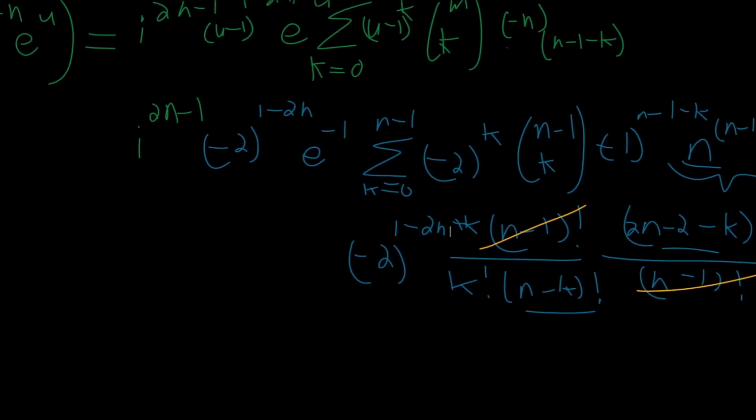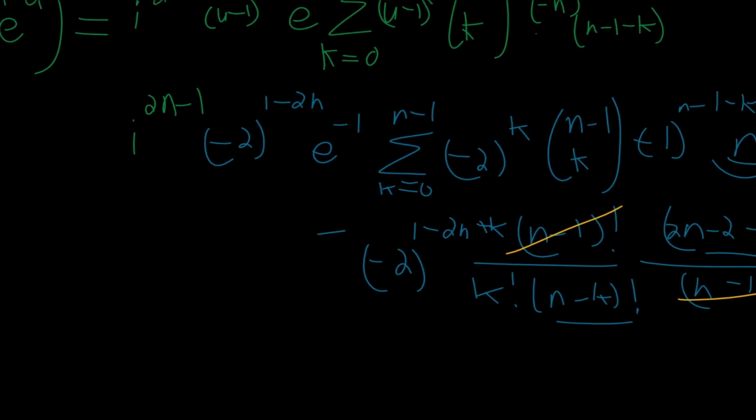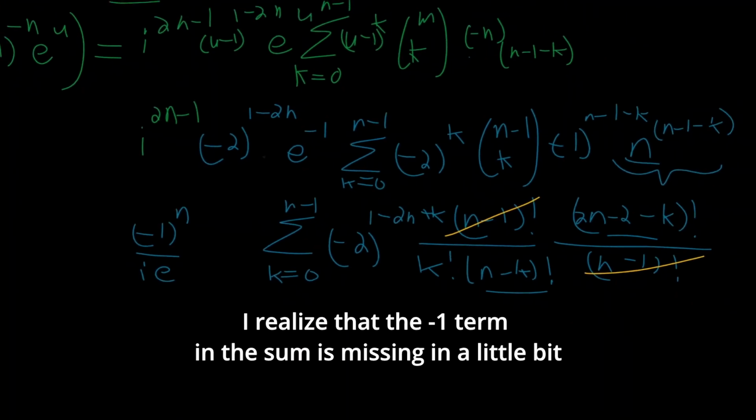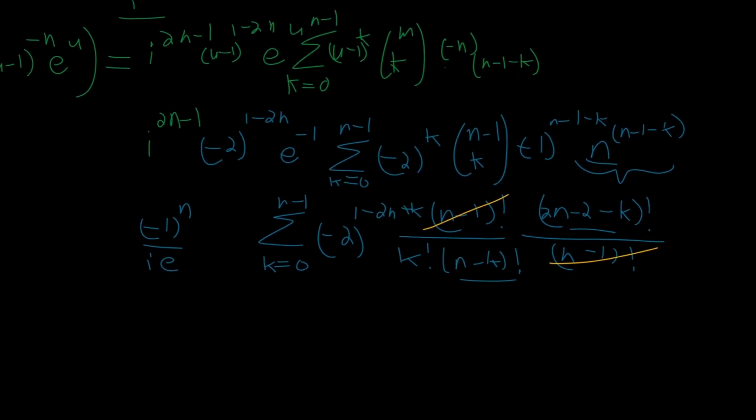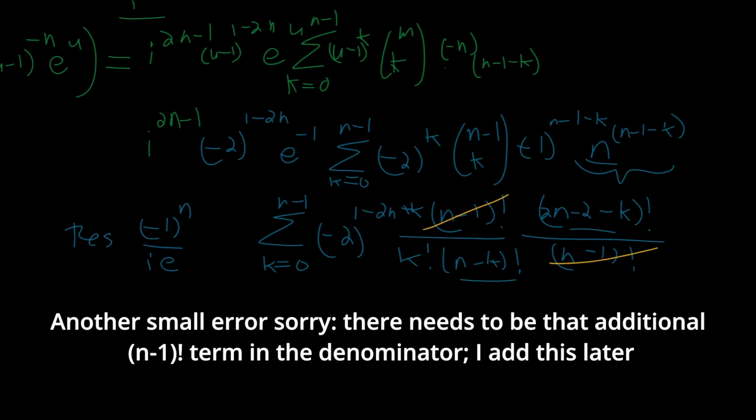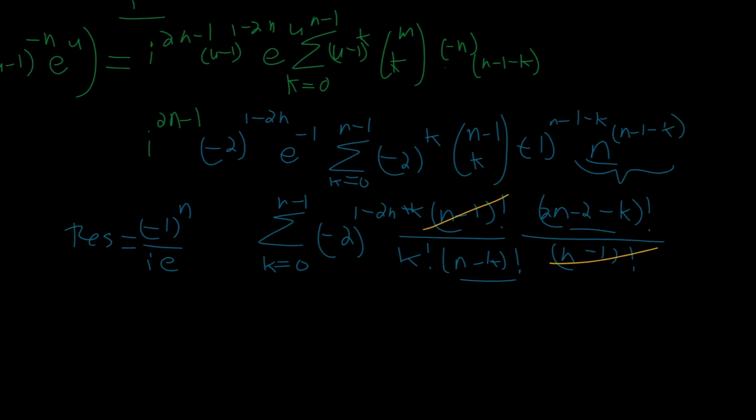And then we also have our sum. So we have our sum from k equals 0 to n minus 1. And then we have our, well, negative 1 to the n over i times e. And this right here, you may remember, is just going to be our residue. This is our residue at i. But you'll remember that our total integral is going to be 2 pi i times the sum of the residues, right? And I do apologize, I am just remembering I left out a factor of 1 over n minus 1 factorial right here.